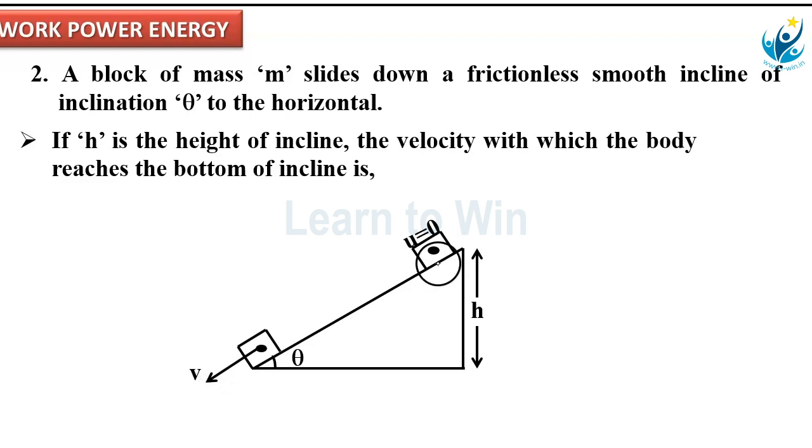Now we apply the work energy theorem. What is the work done? What is the displacement caused in the body vertically? Vertically, the initial point is this one and the final point is this one. In between these initial and final points, the displacement is h. Work done is mgh. Now, what is the initial kinetic energy? 0. Final kinetic energy is half mv square. So, mgh equals half mv square from the work energy theorem.